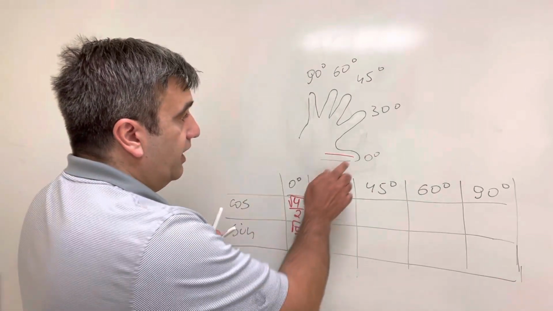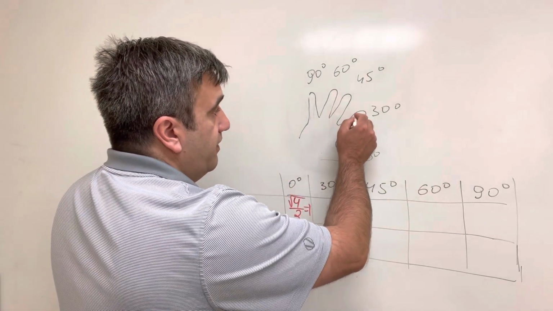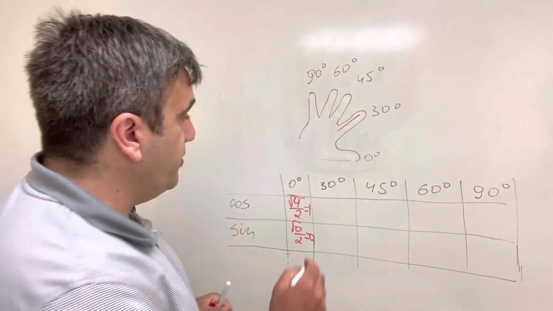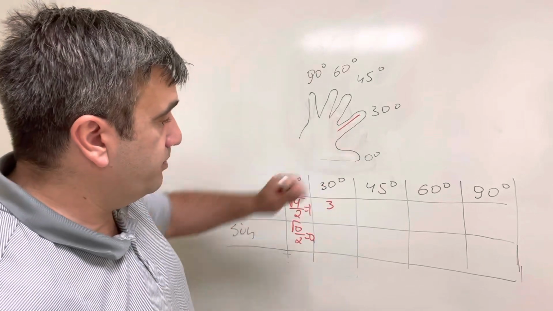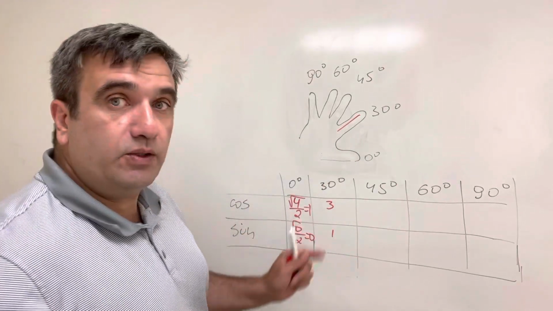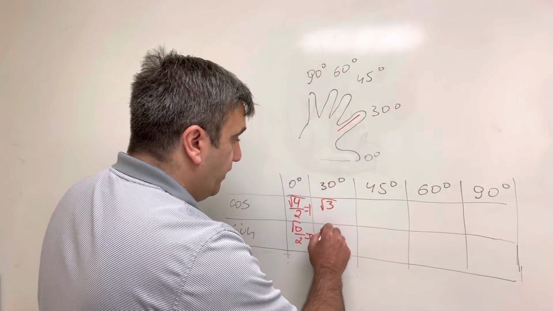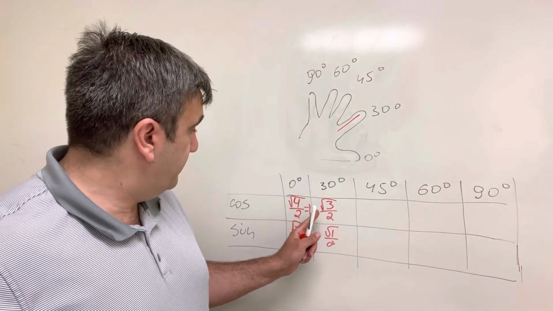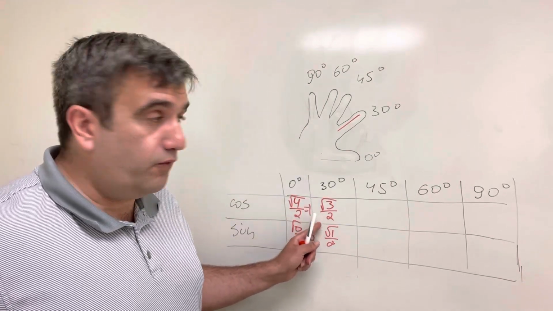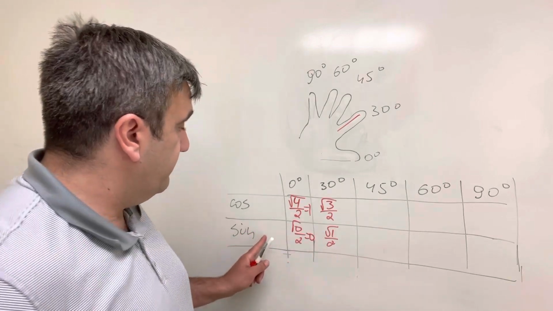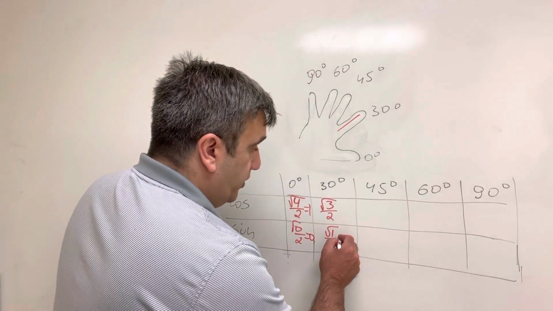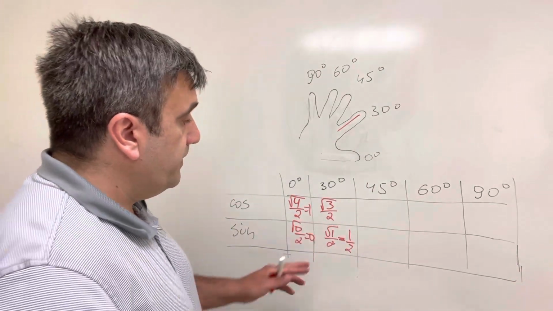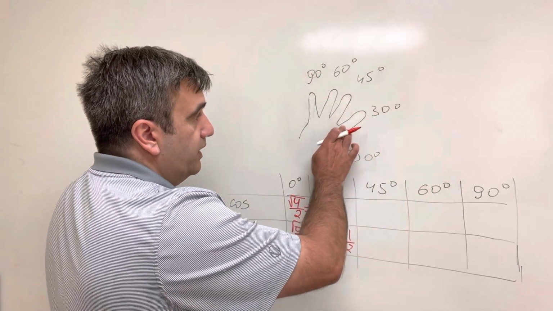Next angle, 30 degrees. So how many fingers do we have above this line? 3. And how many fingers below? 1. And as I said, we need to take the square root of each value and divide by 2. So the value of cosine is square root of 3 over 2, and the value of sine of 30 degrees will be 1 over 2. The square root of 1 is 1, and 1 divided by 2 is a half.